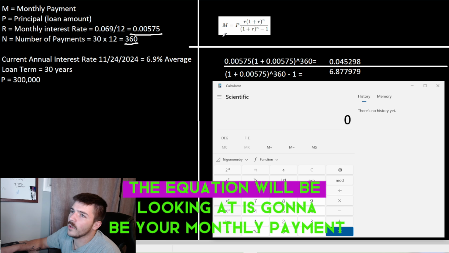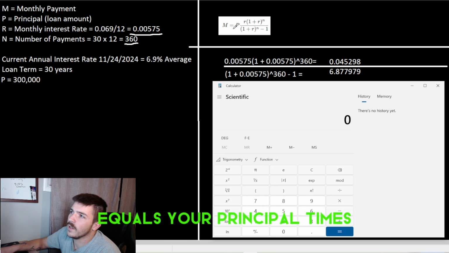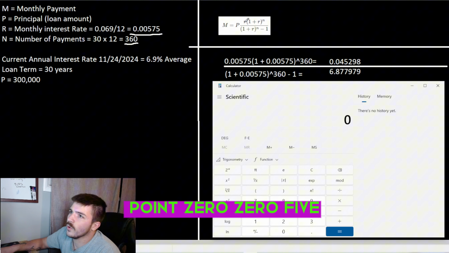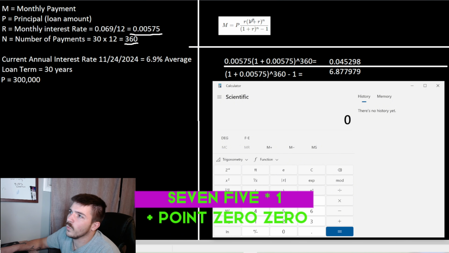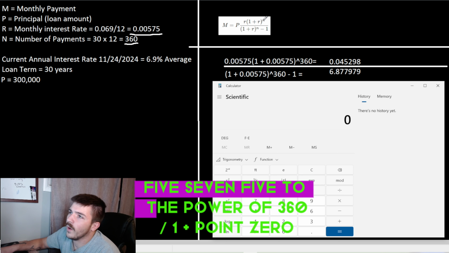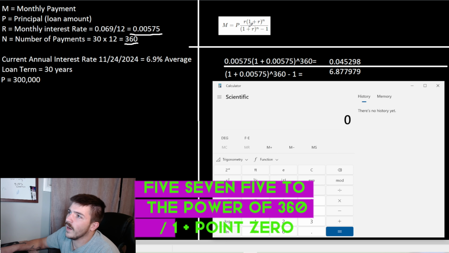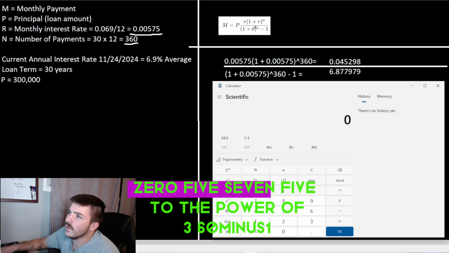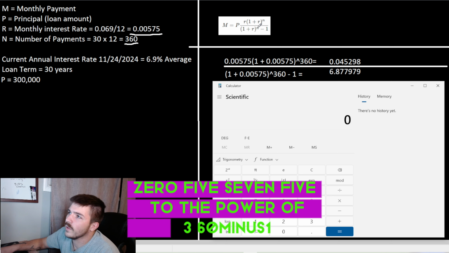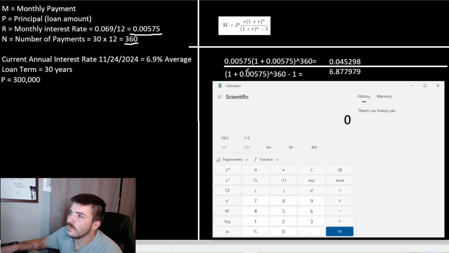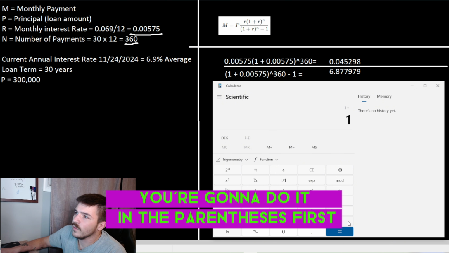So the equation we're going to be looking at is your monthly payment equals your principal times 0.00575 times (1 plus 0.00575) to the power of 360, divided by (1 plus 0.00575) to the power of 360, minus 1. Here's what it looks like all written out. So you're going to do it in the parentheses first.